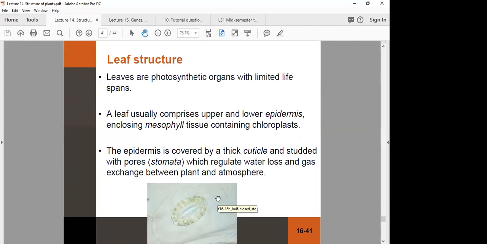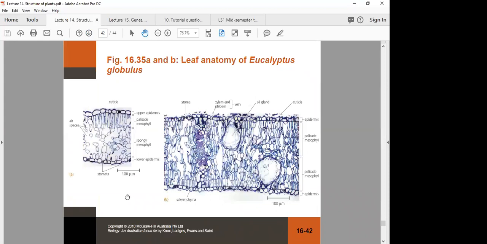So obviously when it's closed, then that prevents loss of water vapour from the plant, but it needs to be open so carbon dioxide from the air can diffuse into the air spaces within the leaf, and from there into the cells that require carbon dioxide to carry out photosynthesis. So there are our stomata, and we'll see those also on this slide.